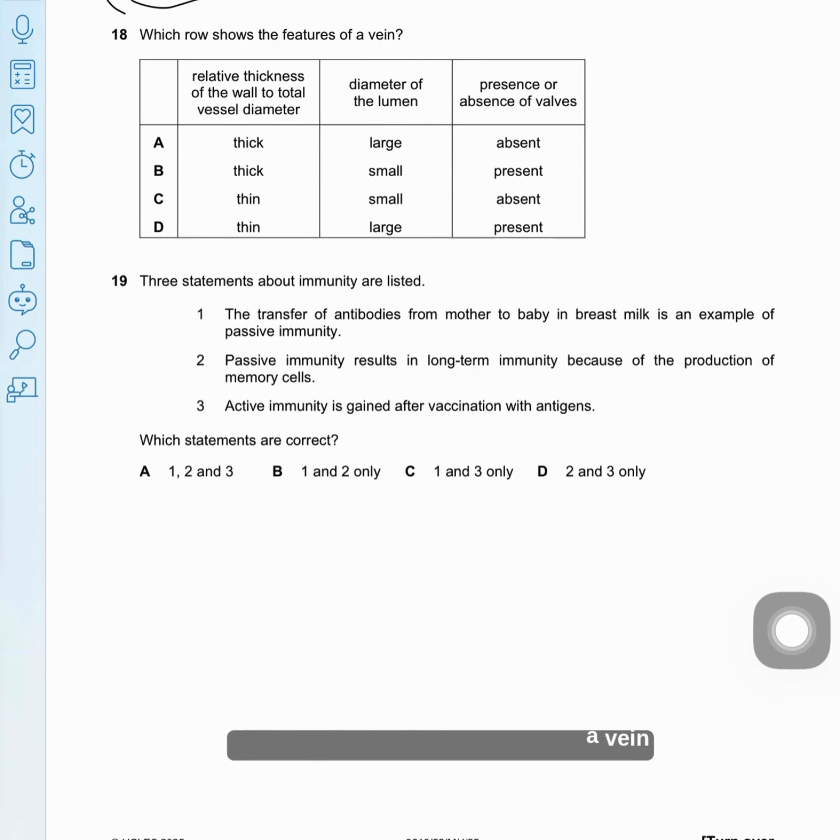Number one, between 0 and 10 minutes, there is no change in the depth of breathing. Wrong, it's increasing as you can see. Between 0 and 10 minutes, the depth of breathing increases. Yes, so let's keep it.